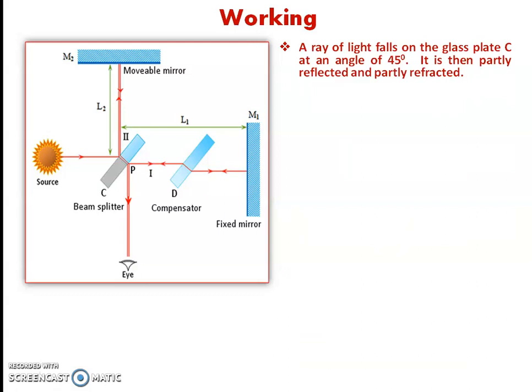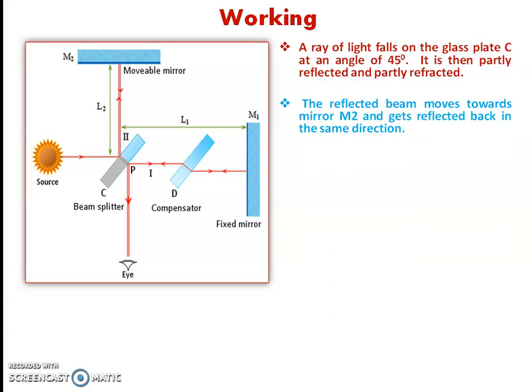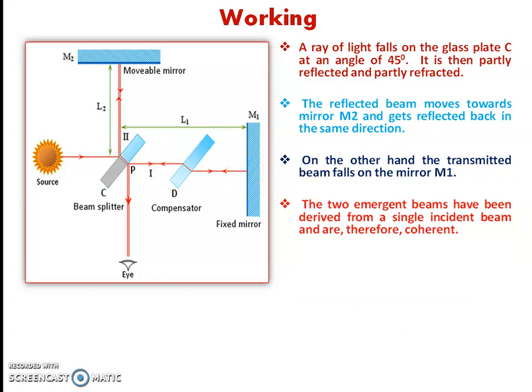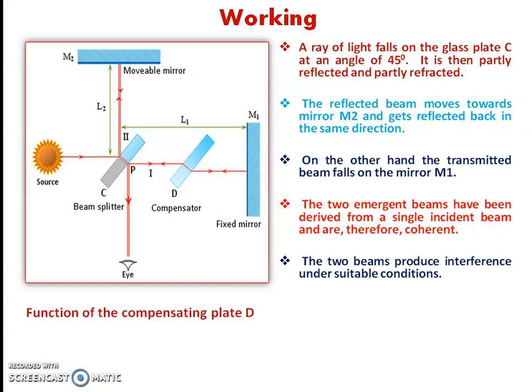A ray of light falls on the glass plate C, which is kept at an angle of 45 degrees. It is then partly reflected and partly transmitted. The reflected beam moves towards mirror M2 and gets reflected back in the same direction. On the other hand, the transmitted beam falls on the mirror M1. The two emergent beams have been derived from a single incident beam and are therefore called coherent beams. The two beams produce interference under suitable conditions.